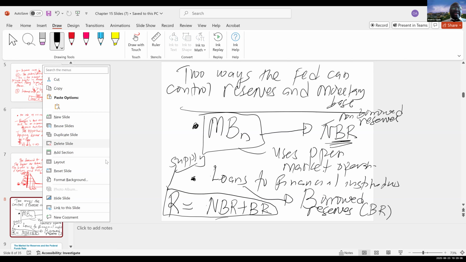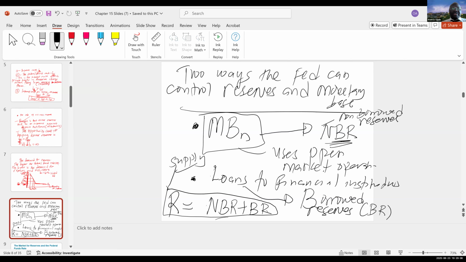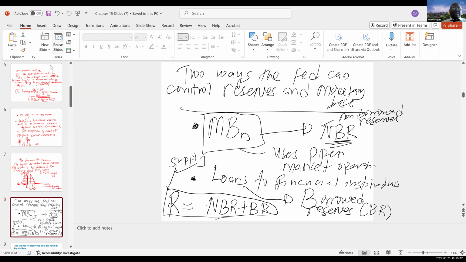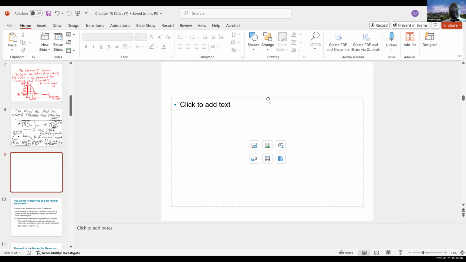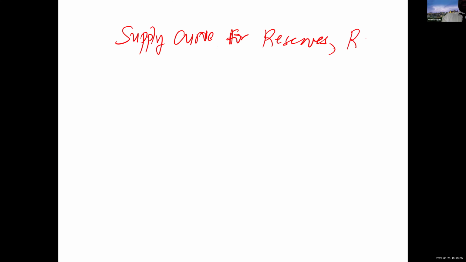So we're going to assume that at any point in time, there's a fixed amount of reserves in the banking system. But the Fed can change that anytime they want. At any point in time, let's talk about the supply curve for reserves in the banking system. We're going to denote it as RS.